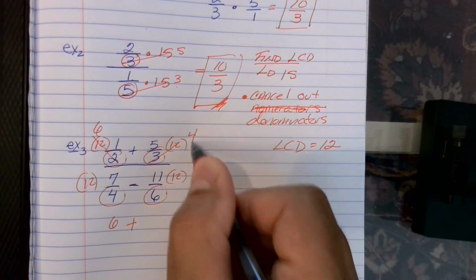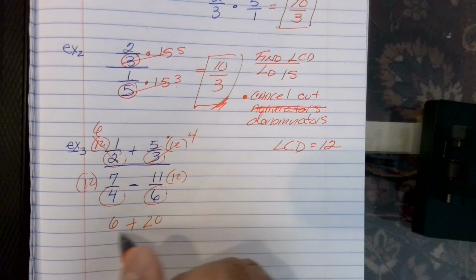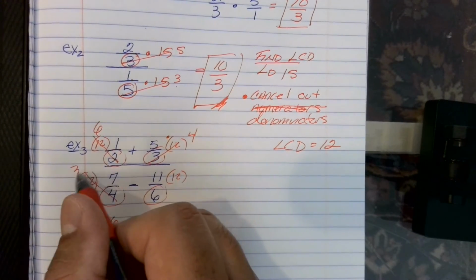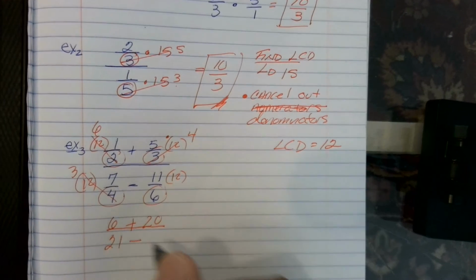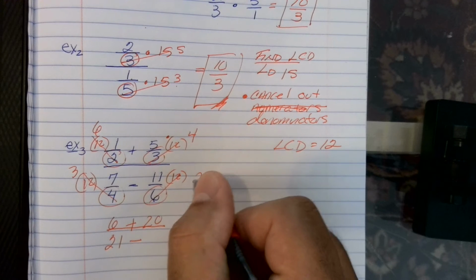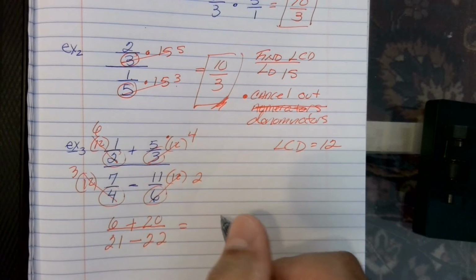3 goes into 12 4 times. 5 times 4 is 20. 4 goes into 12 3 times. 3 times 7 is 21. 6 goes into 12 2 times. 11 times 2 is 22.